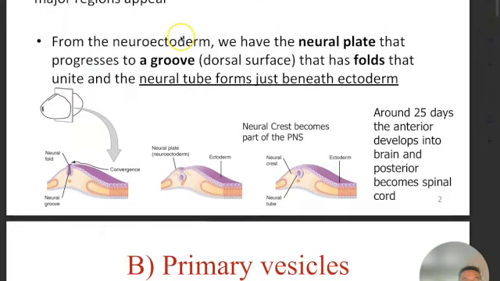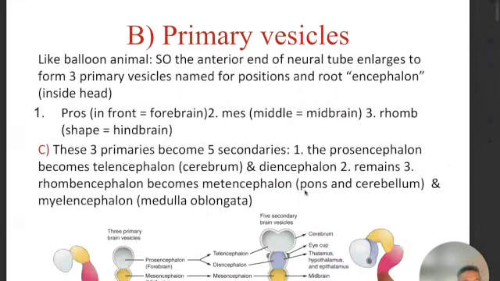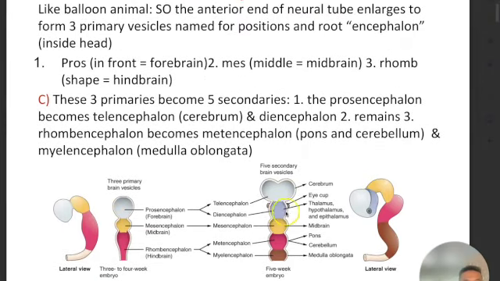So from the neuroectoderm, we have a neural plate, okay? And then progressively it will form a little groove like that, okay? And then it will wrap together, and then later on, it will become a neural tube, okay? The neural tube forms just beneath the ectoderm. So remember, there's ectoderm. Around 25 days, the anterior develops into the brain. Posterior becomes the spinal cord. So this is a cross section. Then it will develop into something like this.